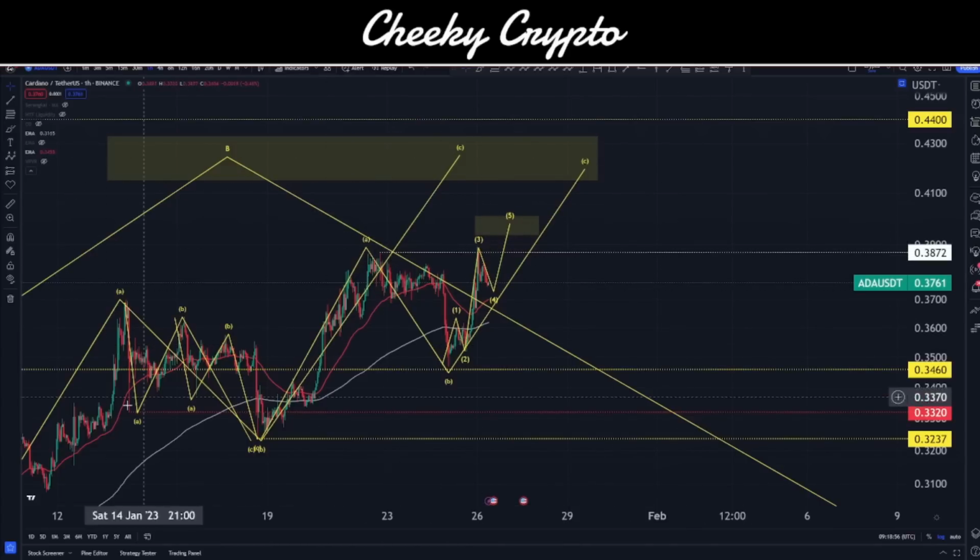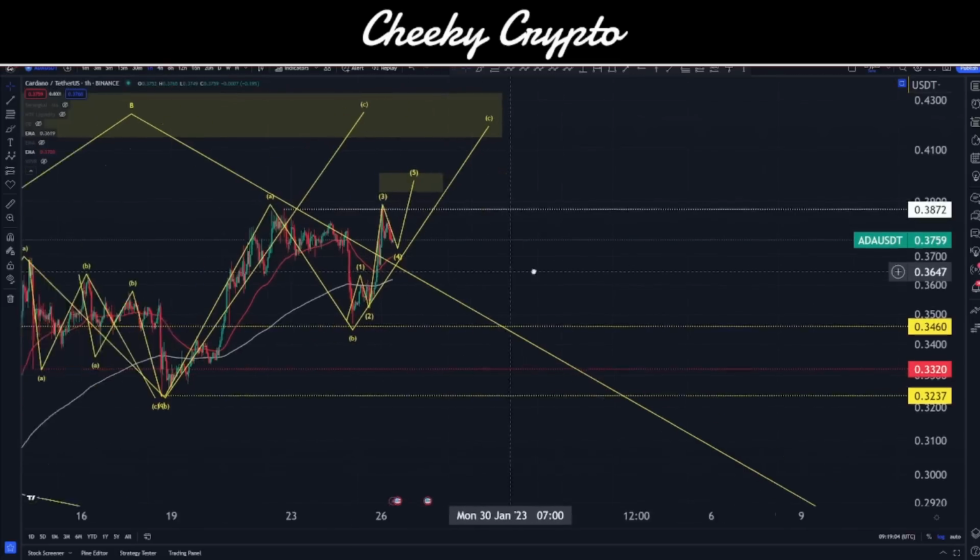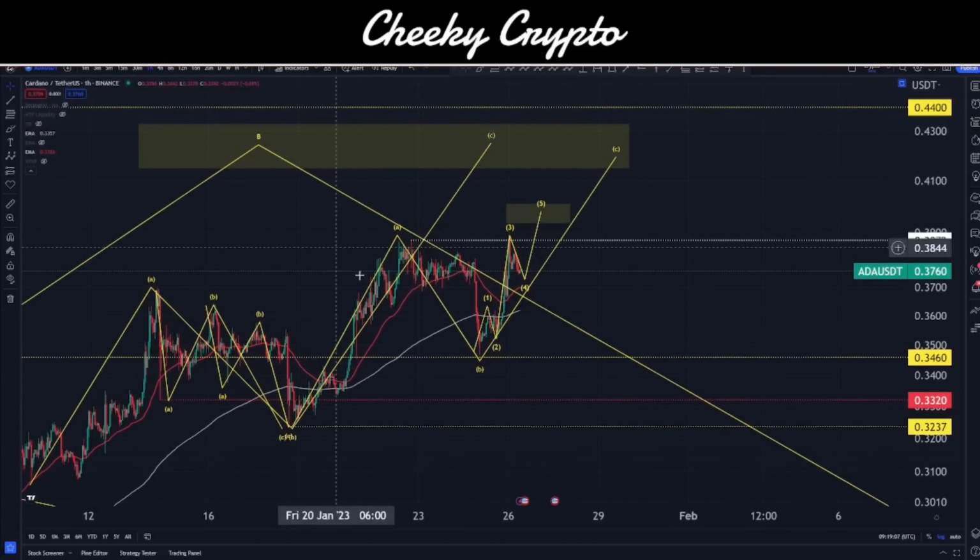So you can see that as a big ABC structure, with an ABC structure inside the C wave, and of course that larger move is potentially a B wave movement, and all we're doing right now is tracking that A wave. And this sounds like a lot going on.